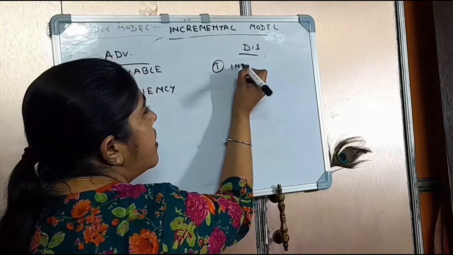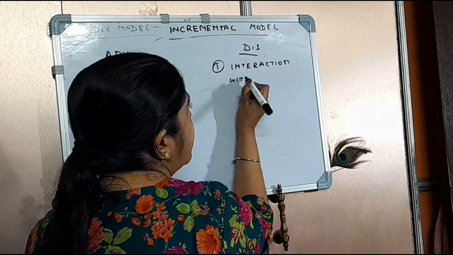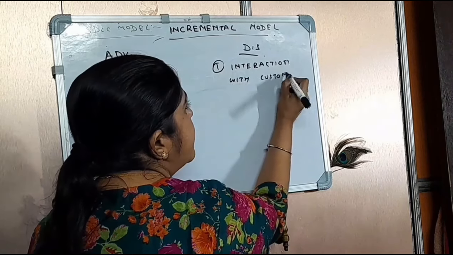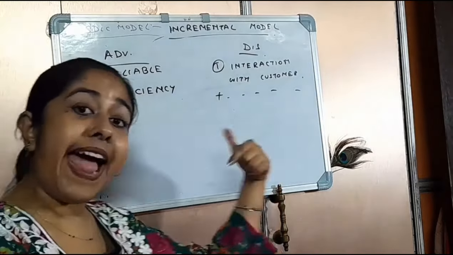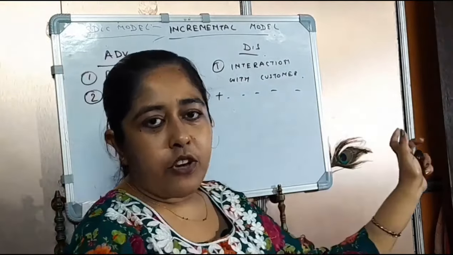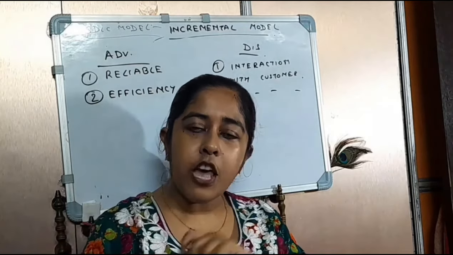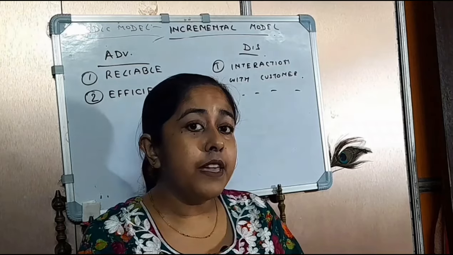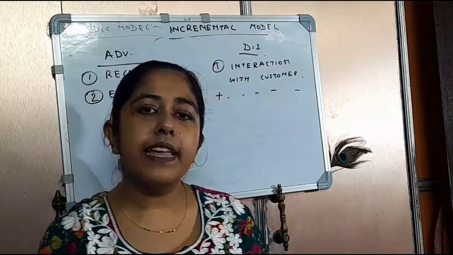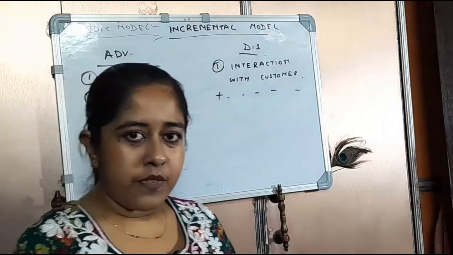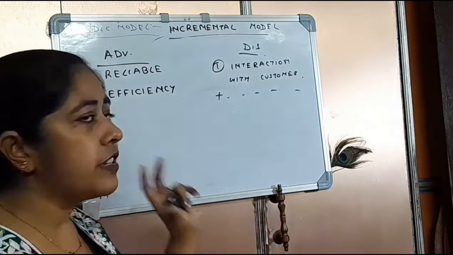So interaction with the customer here also. That means what? When you are interacting with the customer, he will go on adding some features, and you have to add those features to your particular software. So what happens here? If your customer goes on adding features, of course the phases will be more. If your phases are more, time complexity will be more, and your budget will also be greater. So this is the disadvantage of this model, and now the advantage of this model.